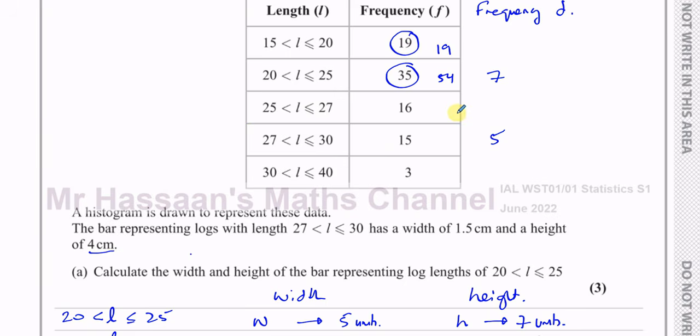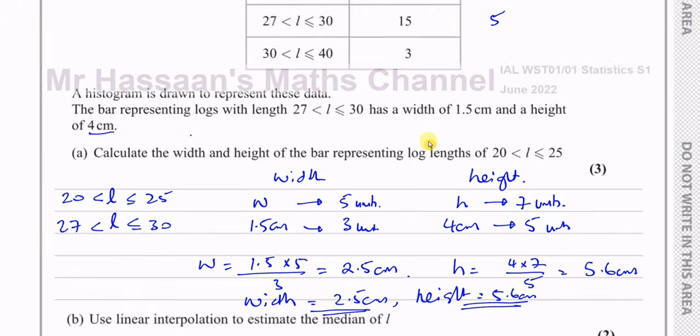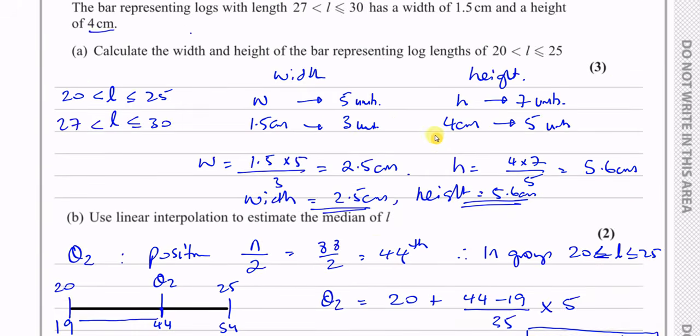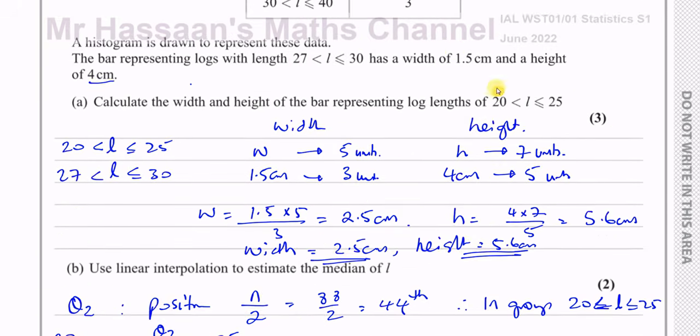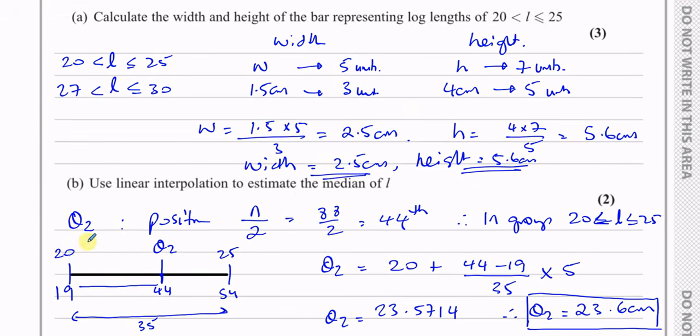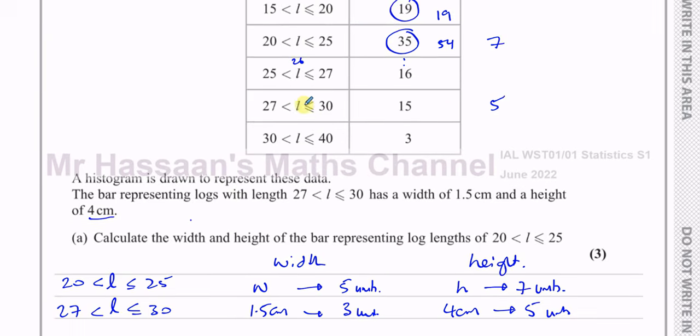How do we use linear interpolation? Well, we see 26 centimeters is halfway between 25 and 27, so half of this 16 is what she needs. It's only worth 1 mark, so all we need to do is show that it's 19 plus 35, those are all within the length. Now from the next group, we assume half of the logs are within the length, because that's the only thing we can do.